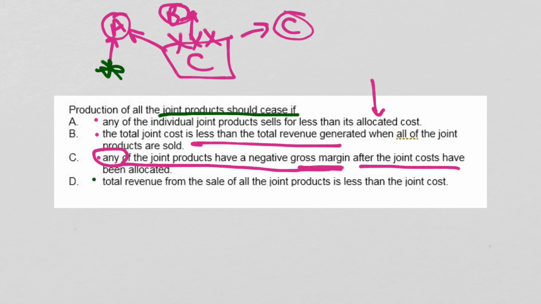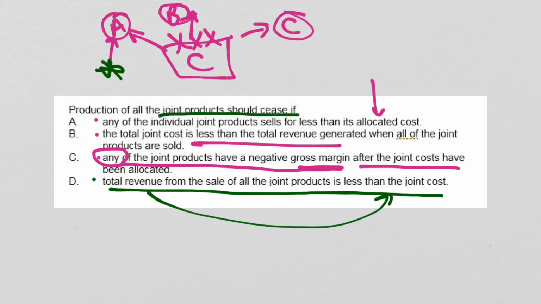Of course, this is the only one left at this point, so we're obviously looking at the right answer. But see how easy D is when you see it. Total revenue from the sale of all the joint products is less than the joint product cost, or the joint cost in general. So read it. Total revenue from the sale of all the joint products is less than the joint cost. In that case, yeah, that makes sense. You're going to cease the joint products.